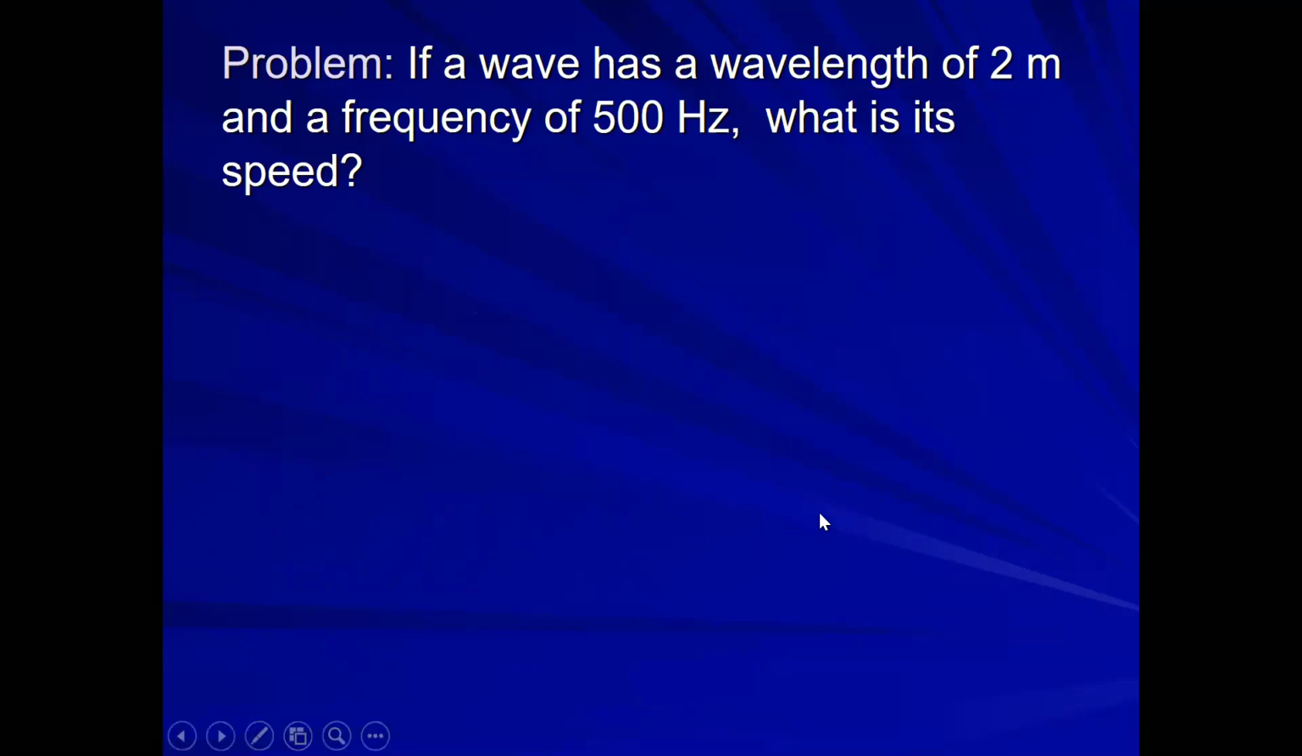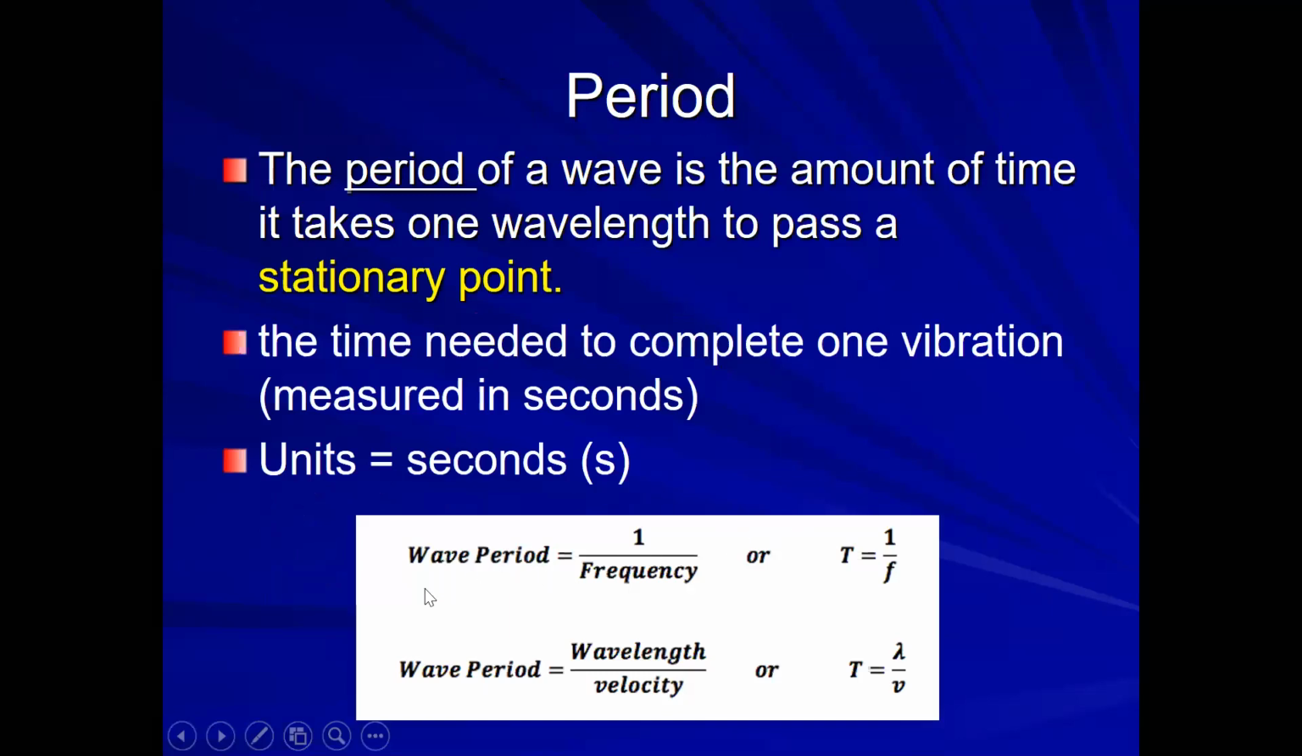Almost done. We're going to talk about one more thing. Period, the period, not with a T, okay, period, no T. Period of a wave is the amount of time it takes one wavelength to pass a stationary point. It's kind of similar to, kind of relates to the frequency, okay? The time needed to complete one vibration is measured in seconds. So period is like the time it takes for it to pass a point, okay? The time it takes to pass a point, okay?